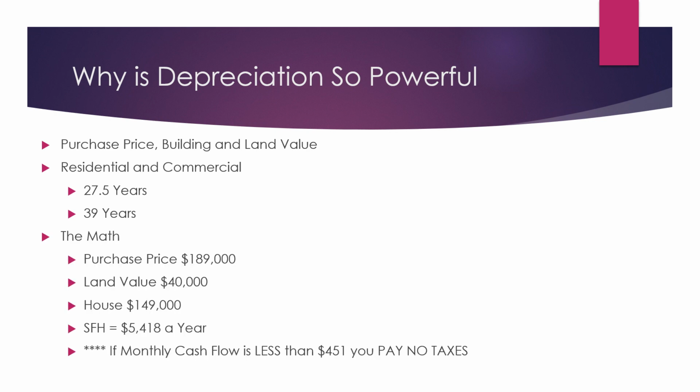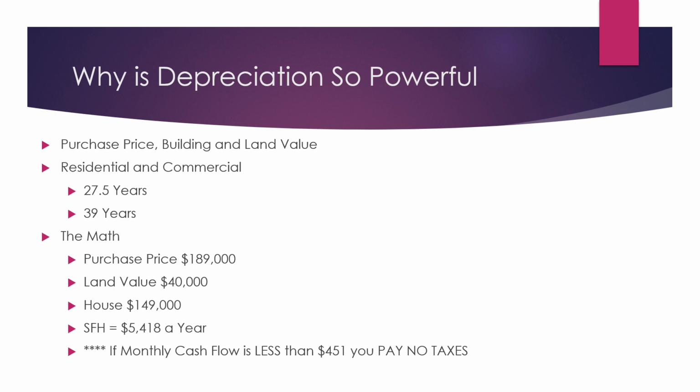So here's the math we're going to do. Let's assume for this example, and I would challenge you to take out your calculator and walk through this with me. If you don't have your calculator or your phone with you, just hit pause and go get it. Let's say you bought something for $189,000. Let's say for grins that land value is $40,000. That means the house or the structure is worth $149,000. Given it's a house, or residential, you're going to divide that by 27.5, the years that a residential property depreciates.